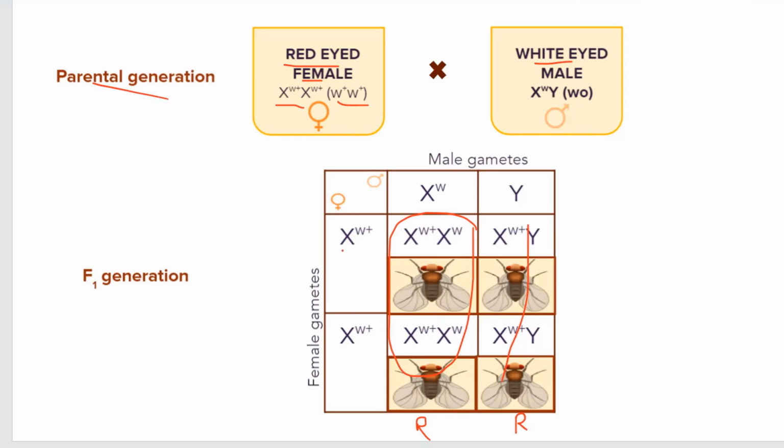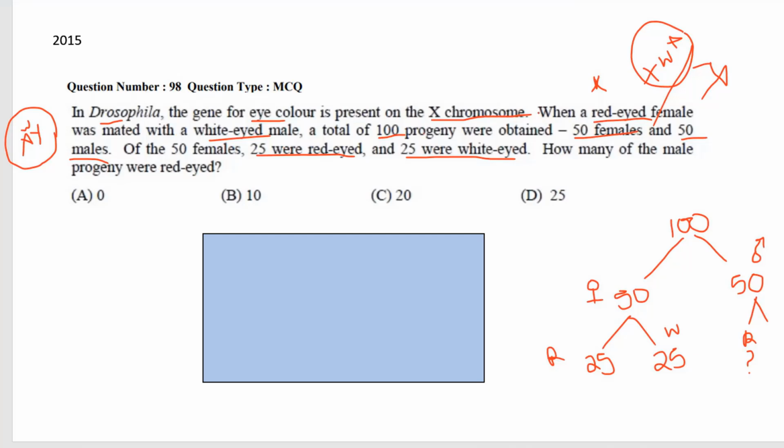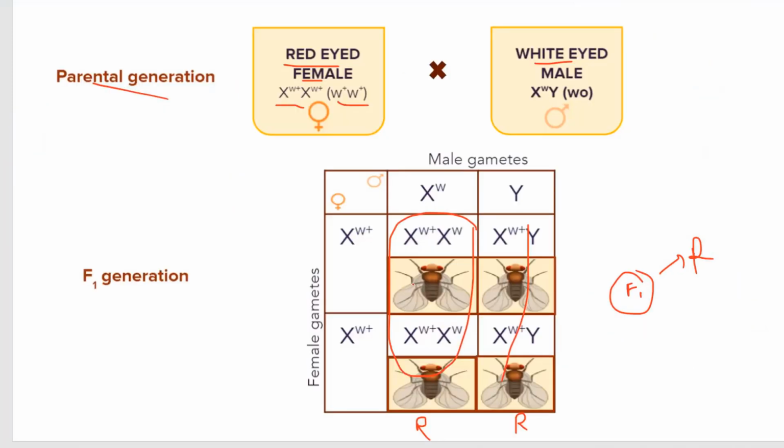Why is this happening? Because both X chromosomes have the red gene. So this is how all the F1 generation will be red-eyed. But this is not the same case for our question. In our question, they are saying that of the 50 females, 25 were red-eyed and 25 were white-eyed. So there has to be one white-eye-containing X chromosome in the female parent also. Then only this pattern will come.